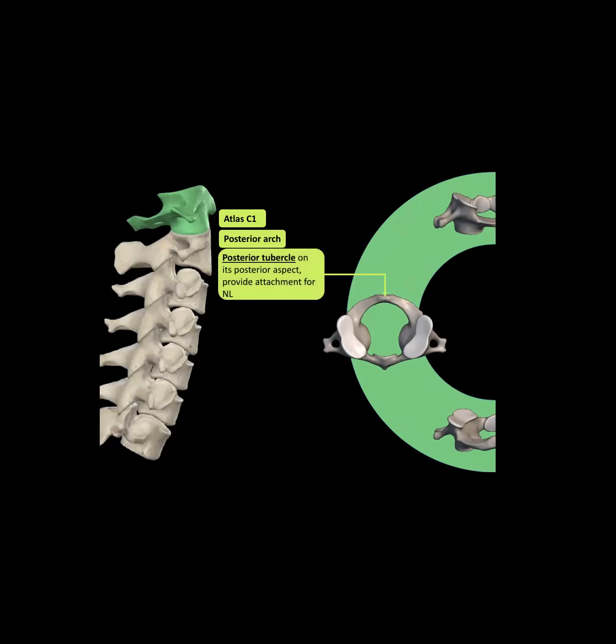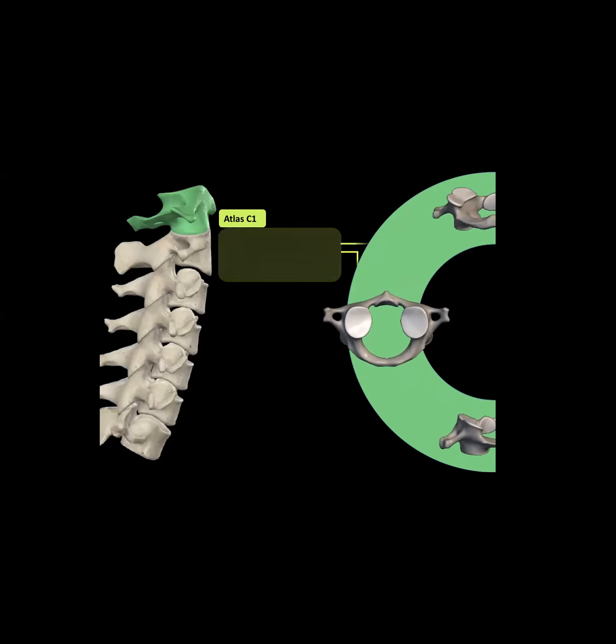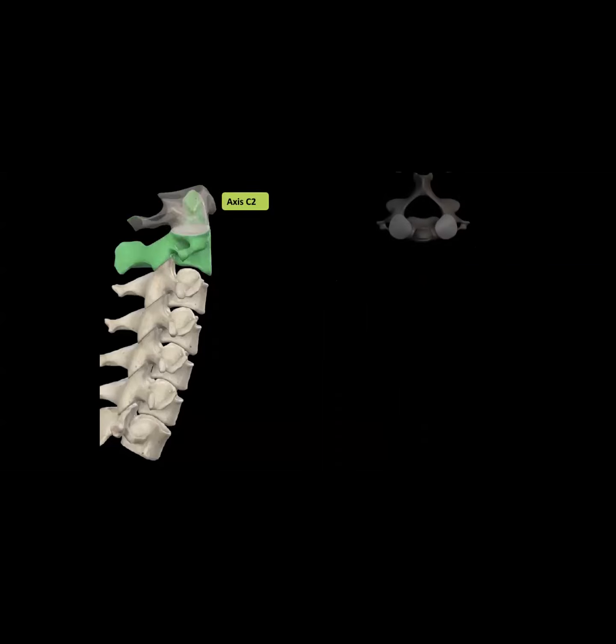The posterior arch has a posterior tubercle on its posterior aspect to provide attachment for the nuchal ligaments, and a vertebral artery sulcus, which is a groove on the upper aspect of the posterior arch on each side, just posterior to the superior articular process. The lateral masses are bulky and each bears superior and inferior articular processes. The transverse processes project laterally and slightly inferiorly from the lateral masses.